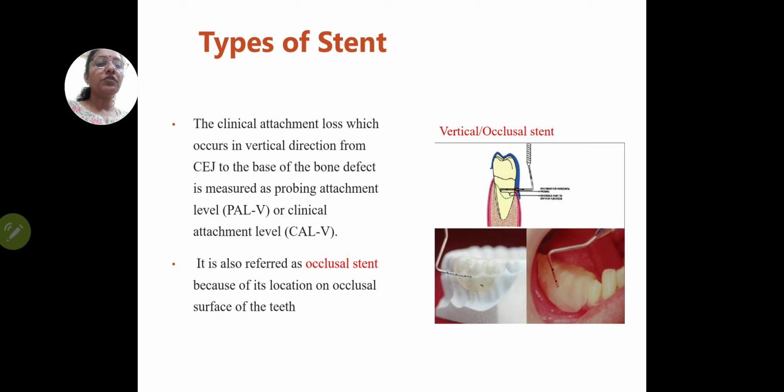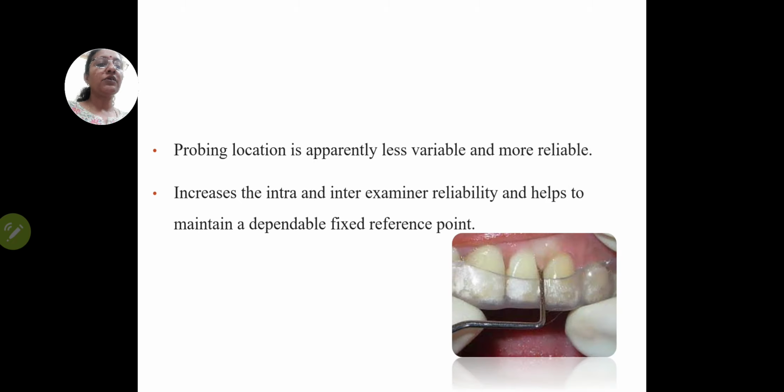It is also referred to as occlusal stent because of its location on the occlusal surface of the teeth, if you are able to appreciate it in the diagram. The probing location is apparently less variable and more reliable, increasing the intra and inter-examiner reliability and helping to maintain a dependable fixed reference point.